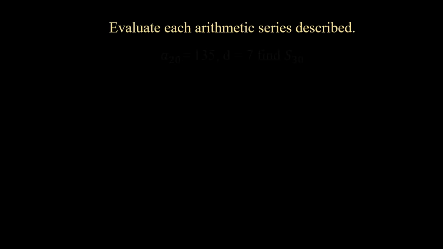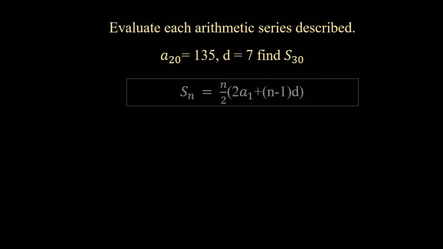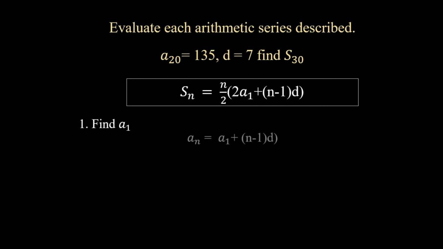Evaluate each arithmetic series described. Given the 20th term is 135 and the common difference is 7, find S of 30. The arithmetic series formula is given here. S of n represents the sum of the n terms, and n represents how many terms you will be solving. In order to solve this problem, you have to know the first term first.